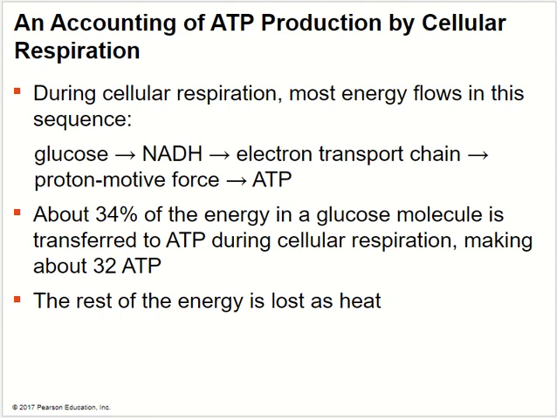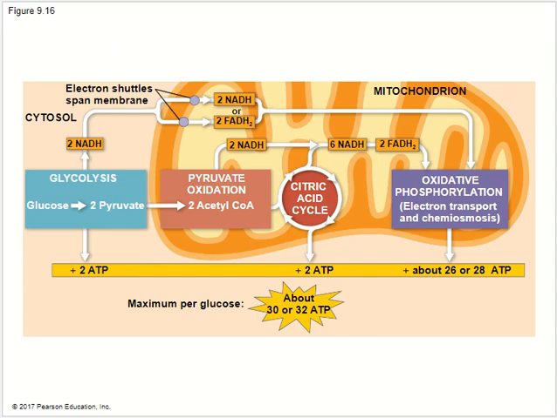During cellular respiration, most energy flows in this sequence. Glucose to reduced nicotinamide adenine dinucleotide (NADH), to the electron transport chain, to the proton motive force, to ATP. About 34% of the energy in a glucose molecule is transferred to ATP during cellular respiration, making about 32 ATP molecules. The rest of the energy is lost as heat. So that would be 66% of the energy that's naturally in glucose we do not actually get to keep. But we do keep our bodies warm.